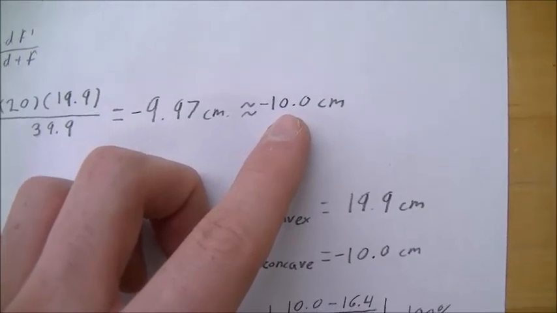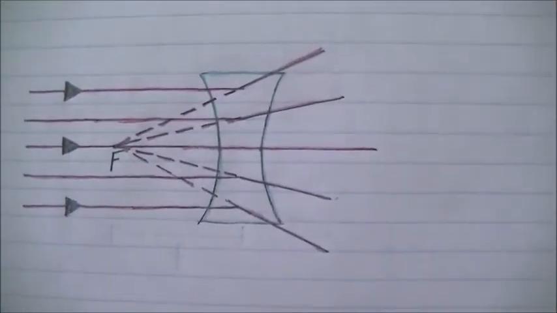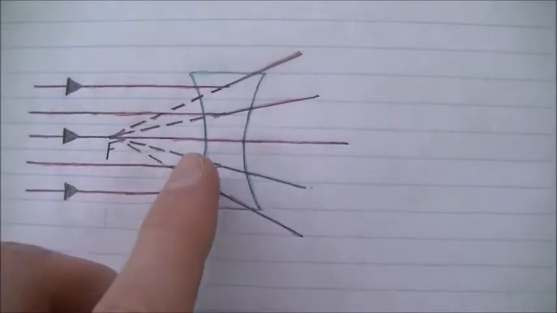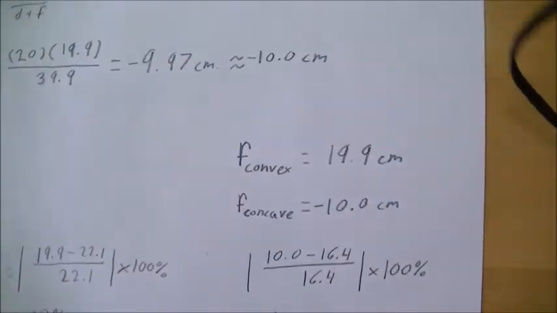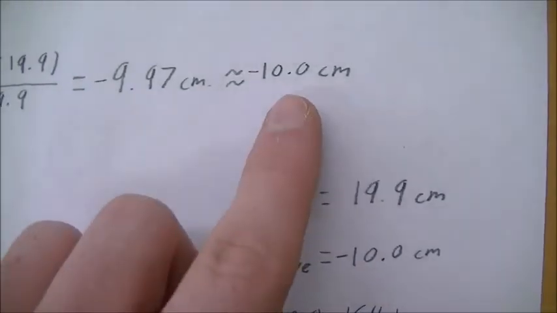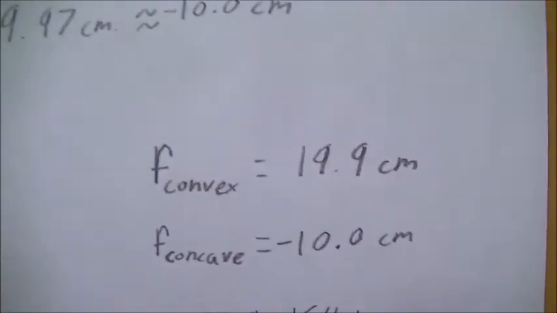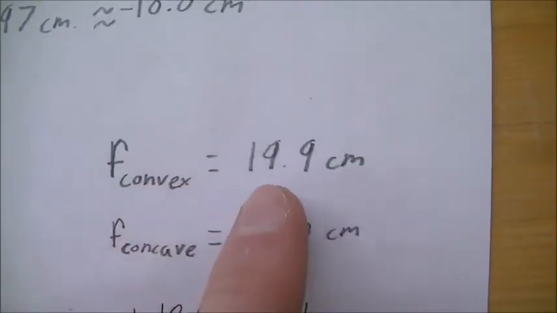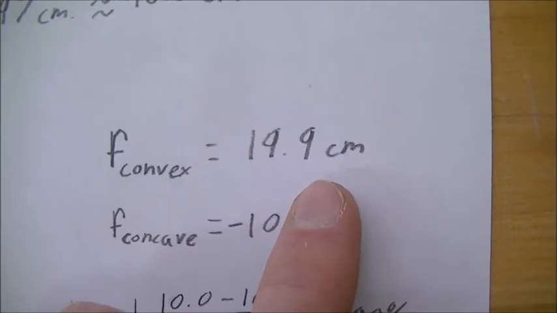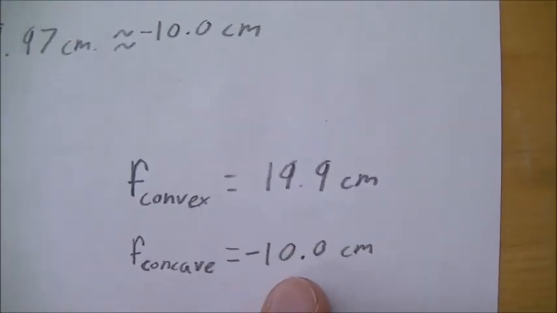And the focal length of a diverging lens is actually said to be negative. This is because, as we saw in our illustration, the focal point of a diverging lens actually sits behind the lens. It's between the lens and the light source. So all you do is put a negative sign in front of your calculation, so negative 10.0 centimeters. So our final answers. The focal length of our convex lens we found is 19.9 centimeters, and the focal length of our concave lens is negative 10.0 centimeters.